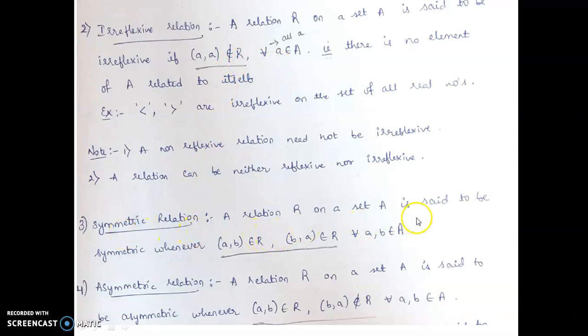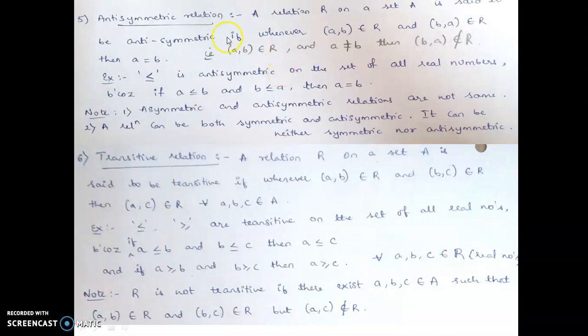Symmetric relation: the relation R on a set A is said to be symmetric when (a, b) belongs to R implies (b, a) belongs to R, for all a, b belonging to A. So if we have (a, b) and (b, a) in R, then it is a symmetric one. Asymmetric one: if (a, b) belongs to R, then (b, a) does not belong to R, for all a, b belonging to A. So if (a, b) belongs to R and (b, a) is not present, then it is an asymmetric relation.